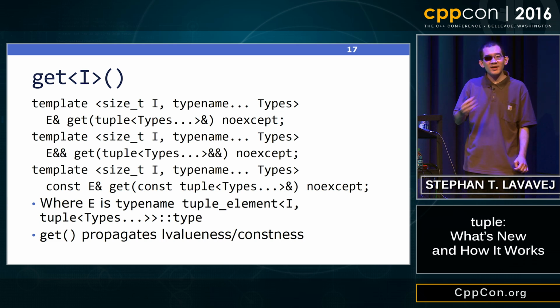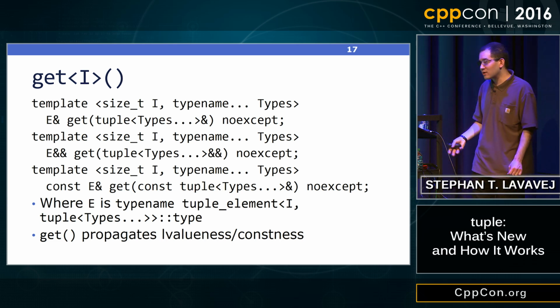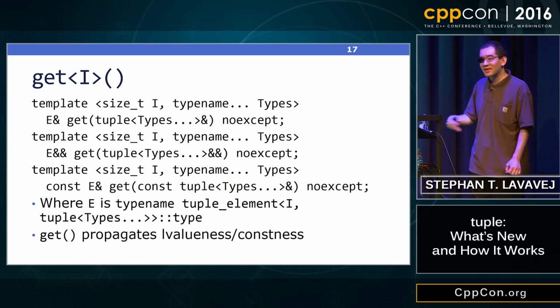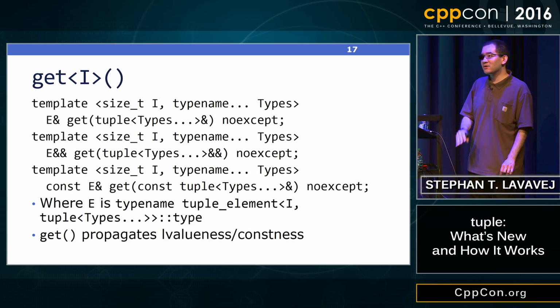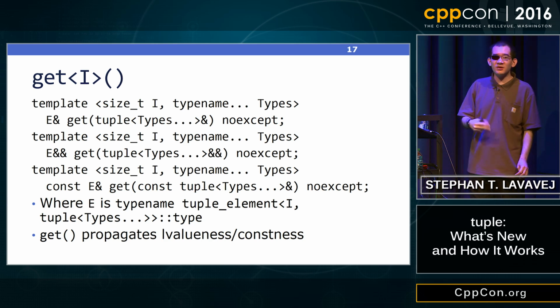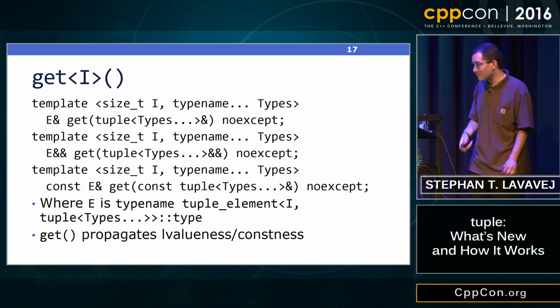So if you're writing generic template code that works with tuples, please remember that get interacts with value categories in a very well-designed way. This is wonderful. But you also need to remember it mostly so that you don't infect your tuples with lvalue-ness when you don't intend to.